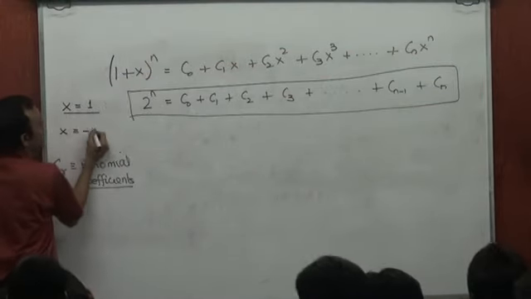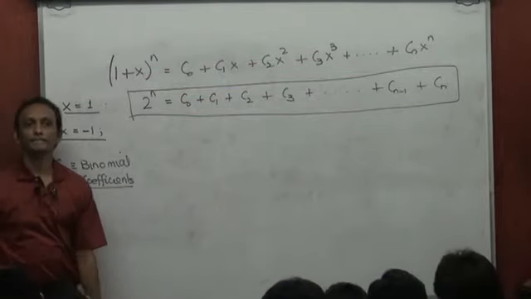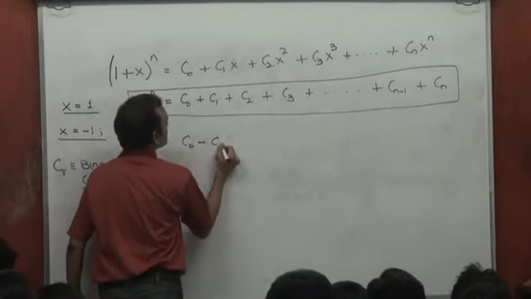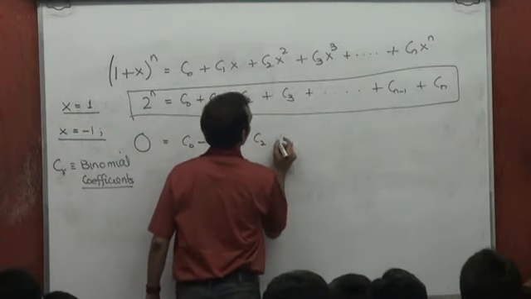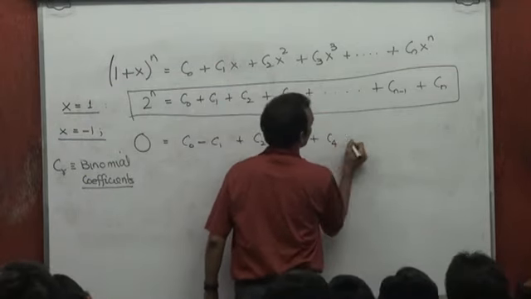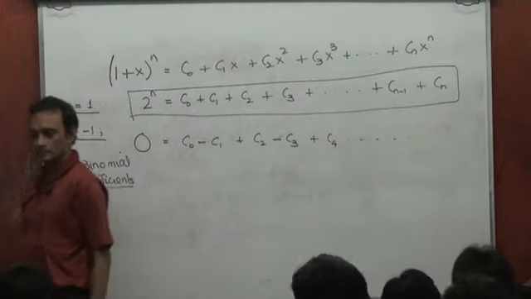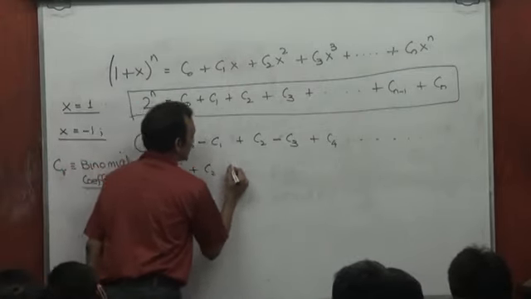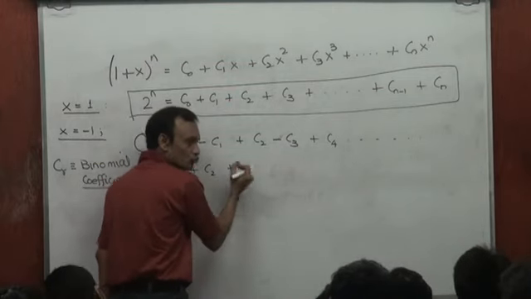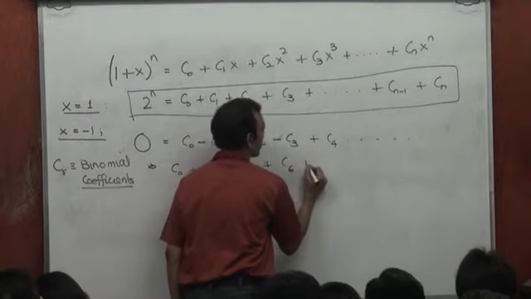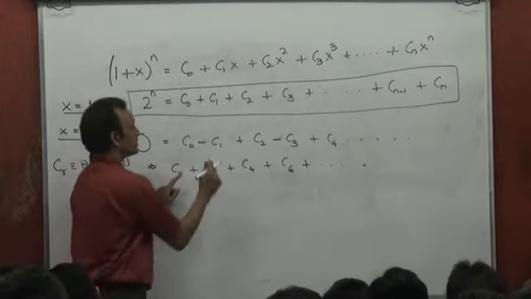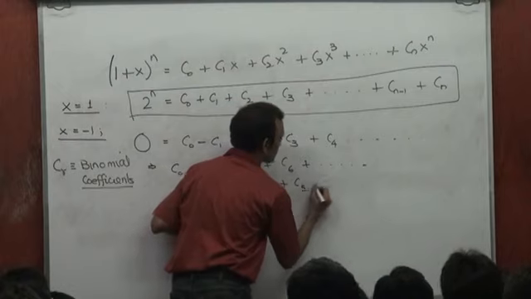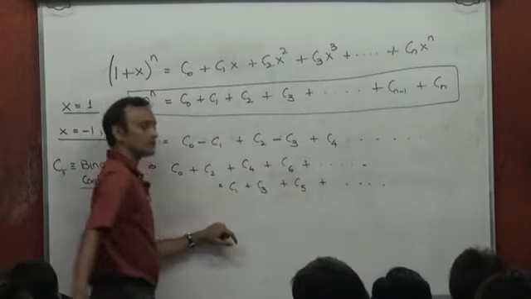Put x equal to minus 1 on both sides. You get 0 as the left hand side equals c0 minus c1 plus c2 minus c3 and so on and so forth. That's what you get. Which means c0 plus c2 plus, that means the even coefficients, 0, 2, 4, etc., the sum of the even coefficients equals the sum of the odd coefficients, c1 plus c3 plus c5 and so on and so forth, right?